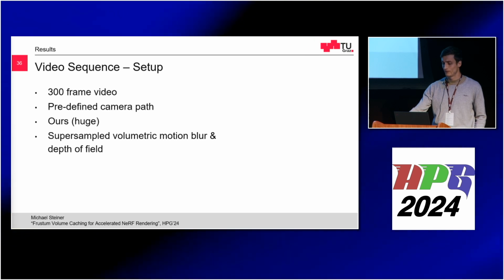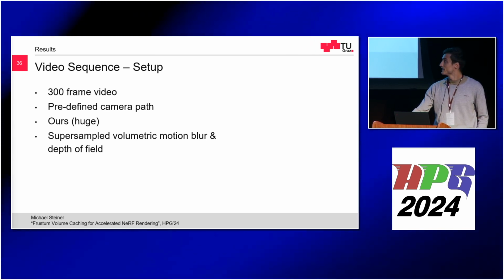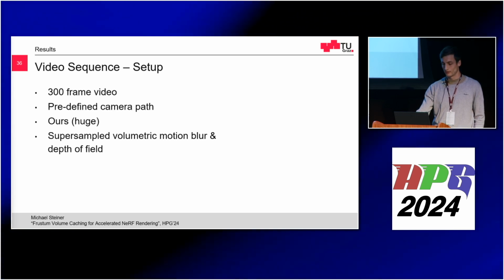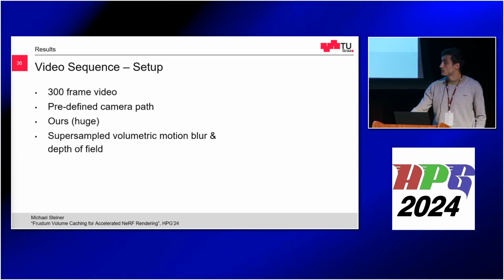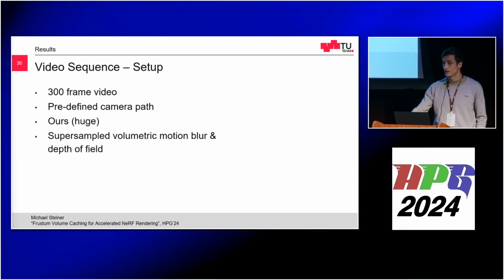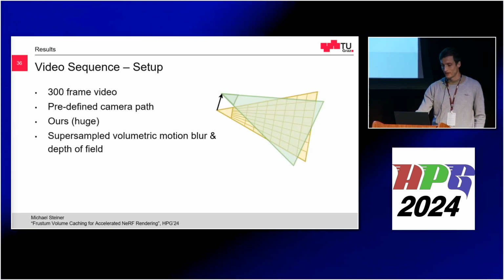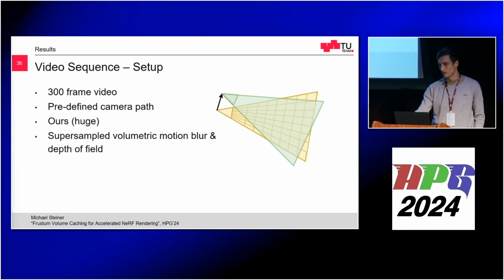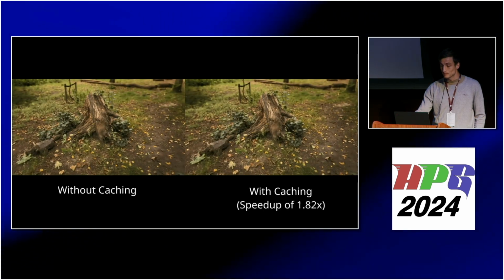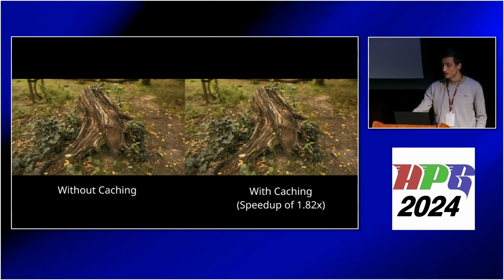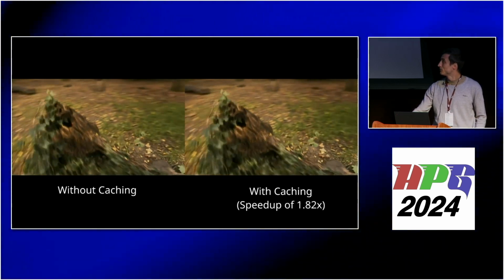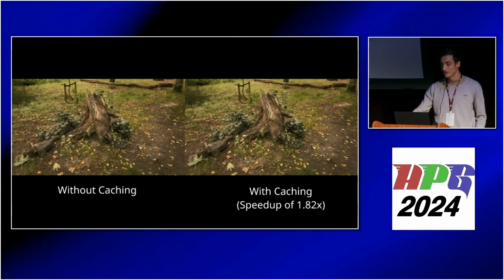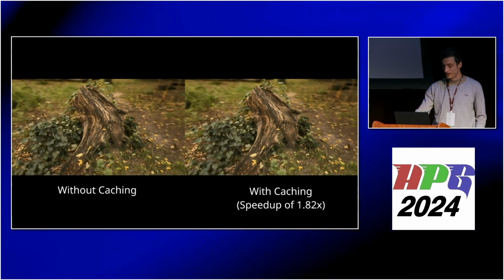We also evaluated a video sequence to showcase the capabilities of our model, a 300 frame video path with predefined cameras for several scenes. To show scalability, we used the huge variant of our model. We also employed supersampled volumetric motion blur and depth of field, which further suits our model as we can sample the same cache very many times for similar viewpoint changes. And here you can see our caching approach achieves almost indistinguishable results from the baseline with a significant speedup of 1.8x.